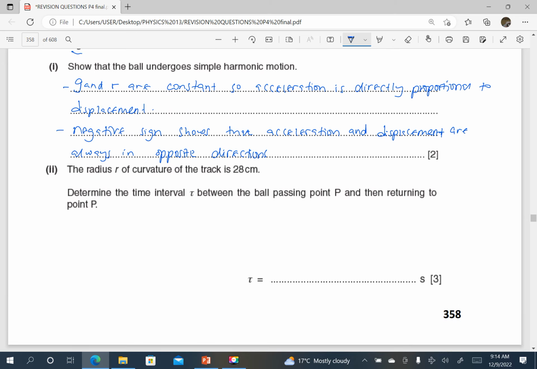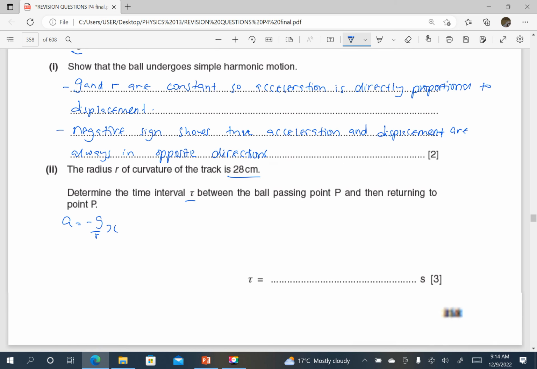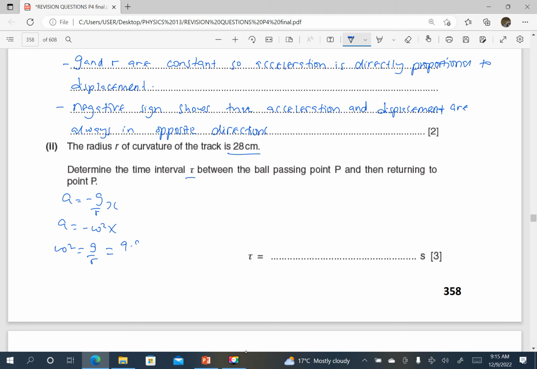The radius r of the curve of the track is 28 centimeters. Determine the time interval t between the ball passing point P and then returning to point P. So we have already seen that acceleration equals negative g over r times x. Compare with the general defining equation, acceleration is equal to negative omega squared x. You see that omega squared is equal to g over r. So we just substitute. G is acceleration due to gravity, which is 9.81, and r is the radius of the track, 28 times 10 power negative 2.